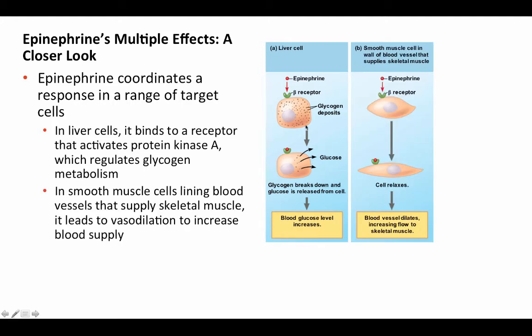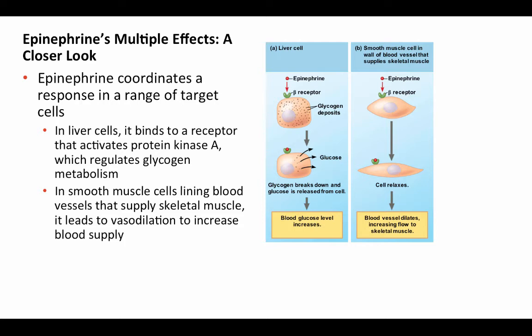In smooth muscle cells that line blood vessels that supply skeletal muscle, so these are going to be supplying blood to get you ready for some intense physical activities, it's going to lead to vasodilation to increase the blood supply to those skeletal muscles. So again, it's going to be received by a beta receptor, and it's going to go through some pathway that's going to lead these cells to relax. Remember, muscle cells always shorten when they contract, so relaxing those cells is going to increase the diameter of those capillaries and allow more blood to flow through to those skeletal muscles. So the blood vessel dilates, it becomes larger in diameter, increasing the blood flow to the skeletal muscle.